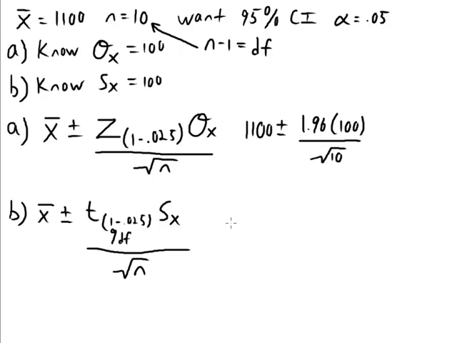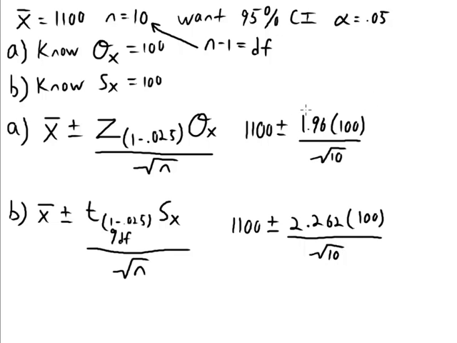Now down here for part B, start at 1100. And then the part that we're going to add and subtract, this margin of error, is going to be the t value. So I have to look at the t table at 9 degrees of freedom. And then I look up at the top of the table and I see the 0.975. And I find that value equals 2.262. All right, and then I'm going to multiply that by sx, right here is 100, and once again divide by root n.